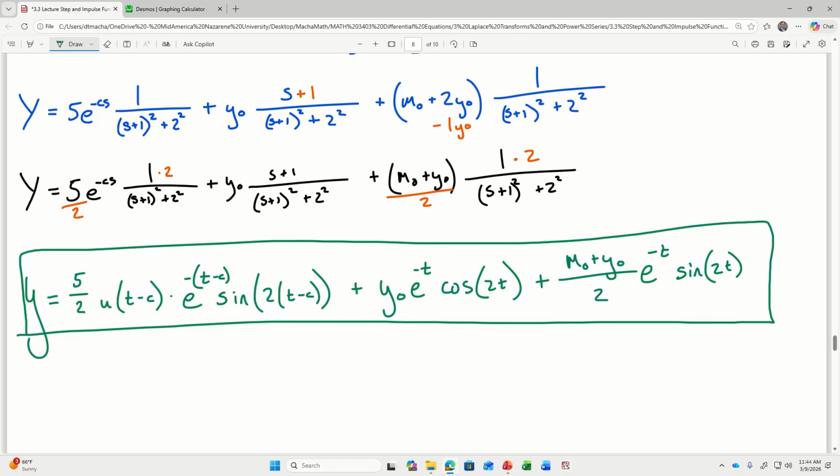All right, I think that's it. So let's take a look at what this would look like in Desmos. What does an impulse look like?